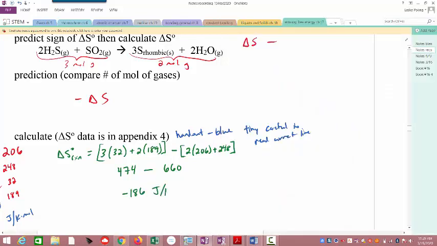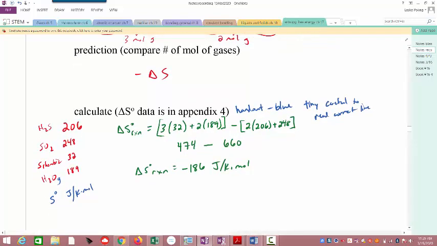And now I'm going to put my units on it. And that is my delta S for the reaction. And it is indeed a negative number. Just comparing the moles let us predict that we would have a negative number.